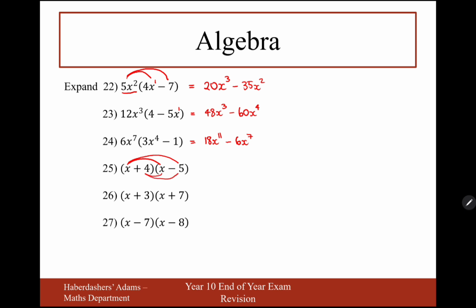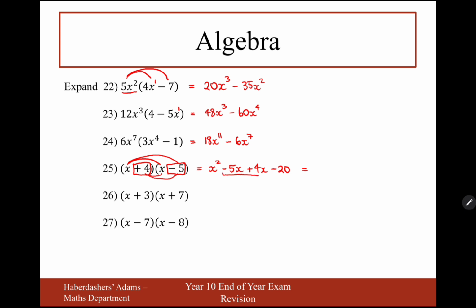On questions 25, 26 and 27, we multiply each of the terms from the first bracket by each of the terms in the second bracket. So x times x gives x squared. x times, now this 5 here, what students commonly forget is that this 5 is actually the number minus 5. So it's x times minus 5, which is minus 5x. This 4 here is a positive 4, so it's 4 times x is 4x, and 4 times minus 5 is minus 20.